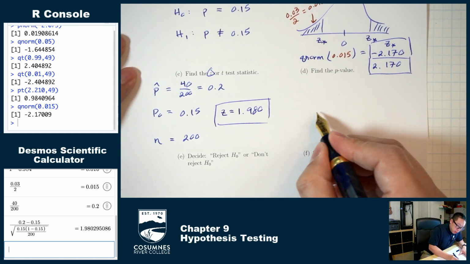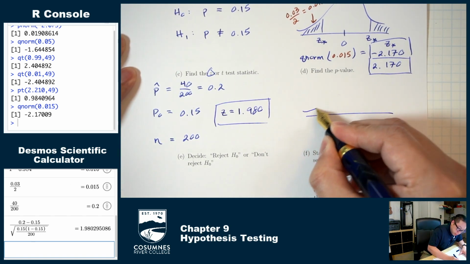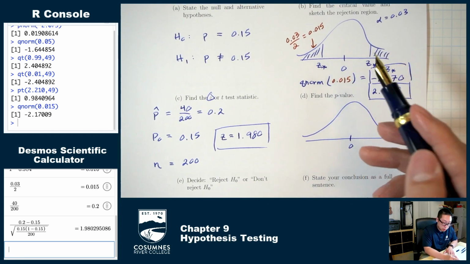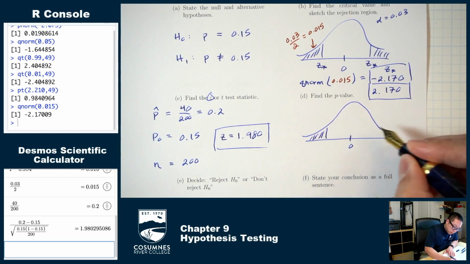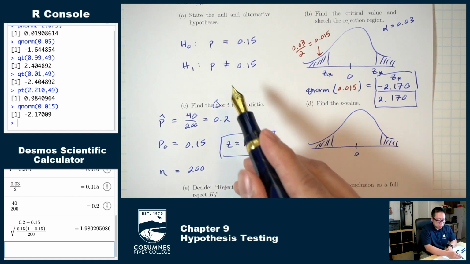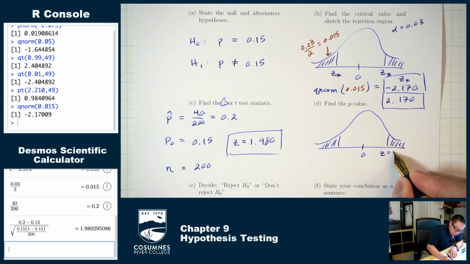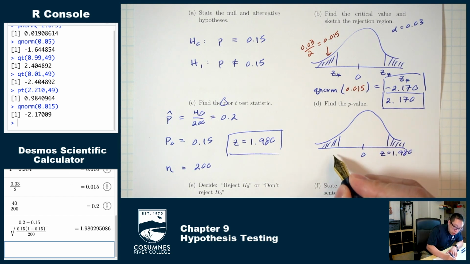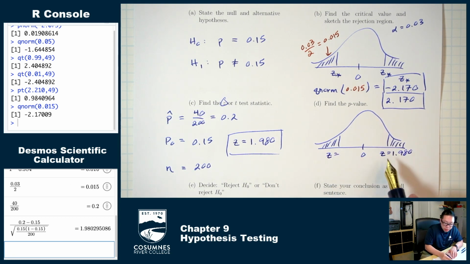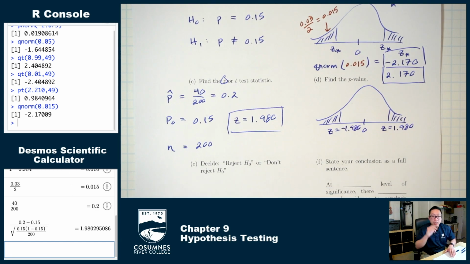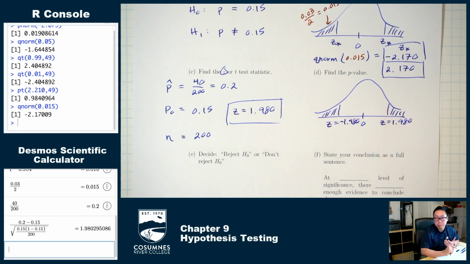Part D, draw your picture. Picture should look exactly like whatever you drew in part B, so it should be two tails also, because it's not equals. Now, put your z or t test statistic on the picture. 1.980 is positive, so that's the one on the right. There should also be one on the left. Just by symmetry, it's going to be negative 1.980. And your job here is to find the shaded area. That's the p-value, the shaded area.